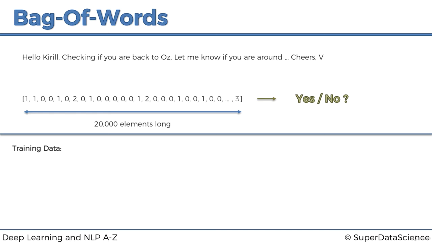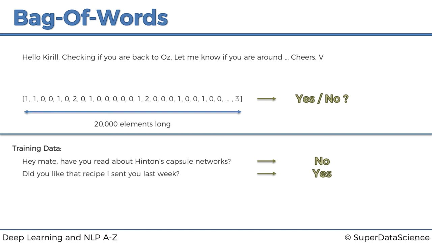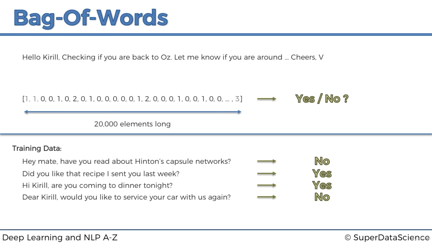So let's look at a couple. So here we've got, hey mate, have you read about Hinton's capsule networks? And Kirill replied to that, no. So we're going to use that as a training example. The next one, did you like that recipe I sent you last week? The answer was yes. It was a good recipe, I guess. So here we go. So now we have 2, 3. Hi Kirill, are you coming to dinner tonight? Yes. Dear Kirill, would you like to service your car with us again? No. Are you coming to Australia in December? Yes. And so on. So ideally we would have tens or hundreds of thousands of emails like that and responses like that. Yes, no responses.